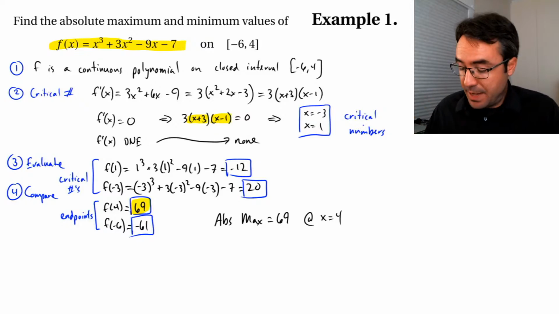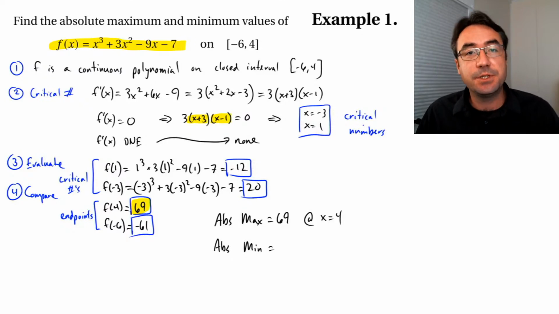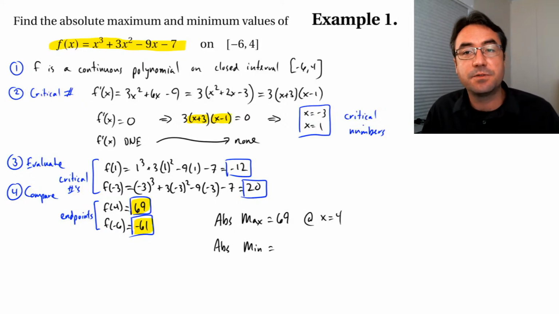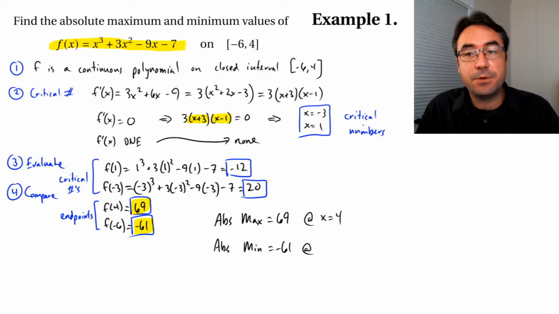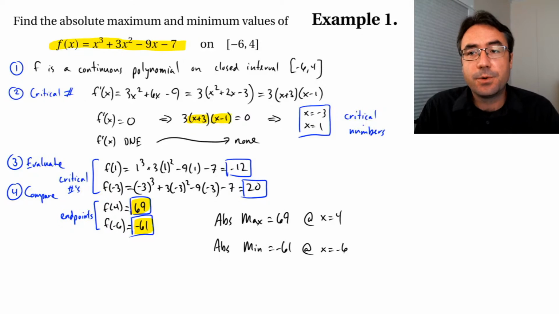We want to find the absolute min. So this is the smallest value. So we know that the absolute min has to occur at one of these 4 x coordinates, and so we just have to check which one is the smallest. And we're seeing the smallest right here. The smallest value is -61. So the absolute min value is equal to -61, and it occurs at x equals -6. So we were able to figure out where the absolute max occurs and where the absolute min occurs for this function.